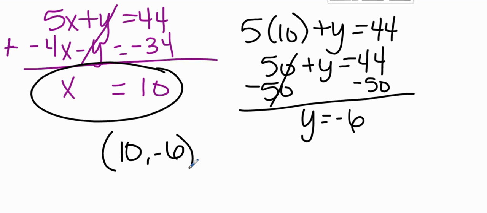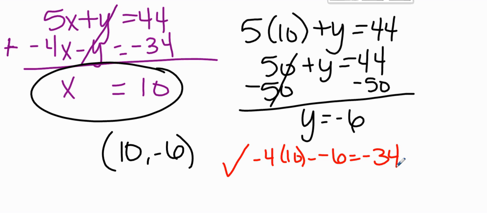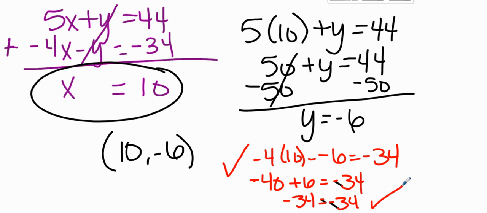And if we want to check that, we would just plug them right back in. So I'm going to check on the second equation. -4 times 10 minus -6 equals -34. So -4 times positive 10 is -40, plus 6 equals -34. -34 equals -34.